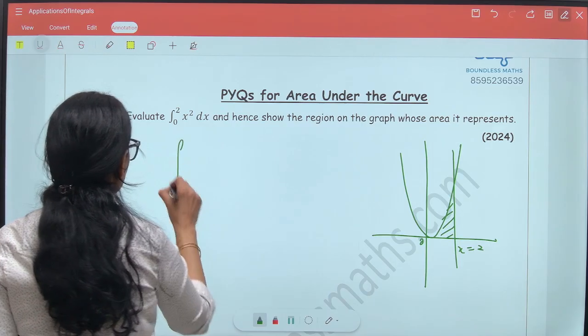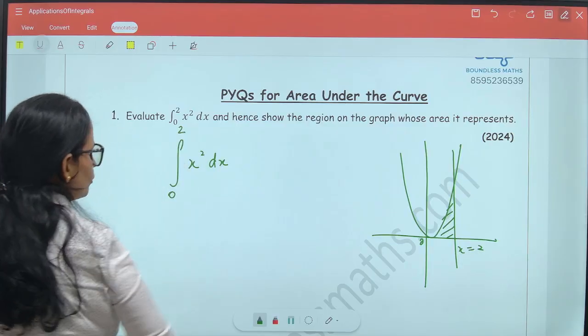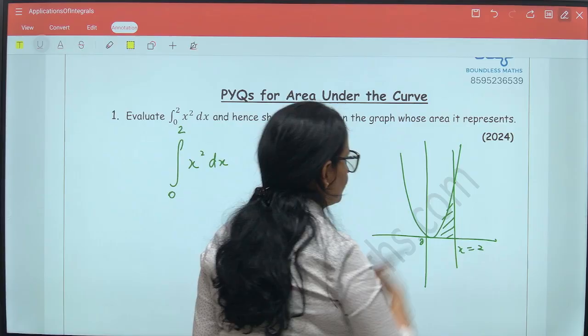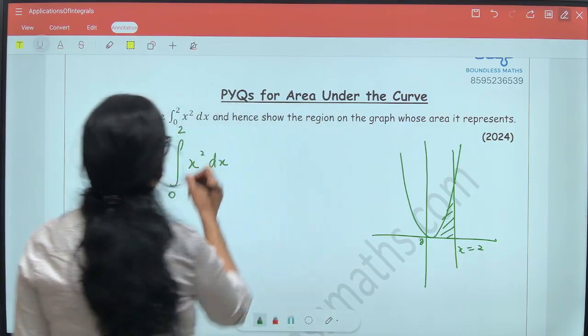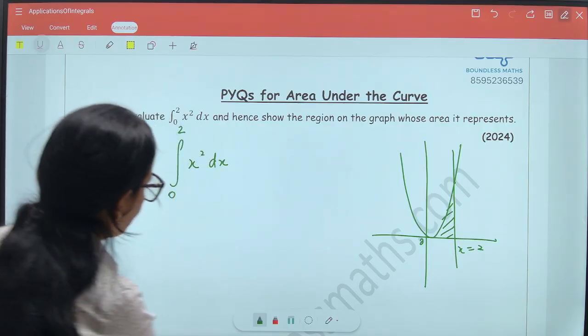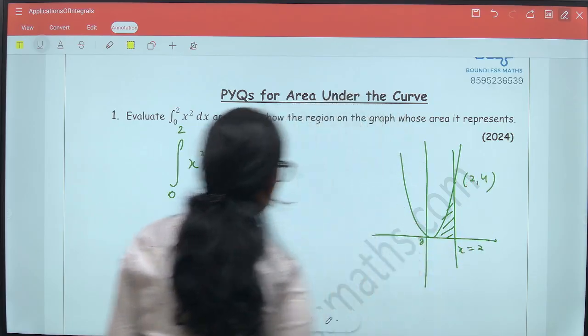So that means integral of x square with respect to x integrated from 0 to 2. That's it. What is the point of intersection here? X is 2. If x is 2, what is the value of y? Y is 2 square, that is 4. That means the point of intersection is (2, 4) and the other is the origin.